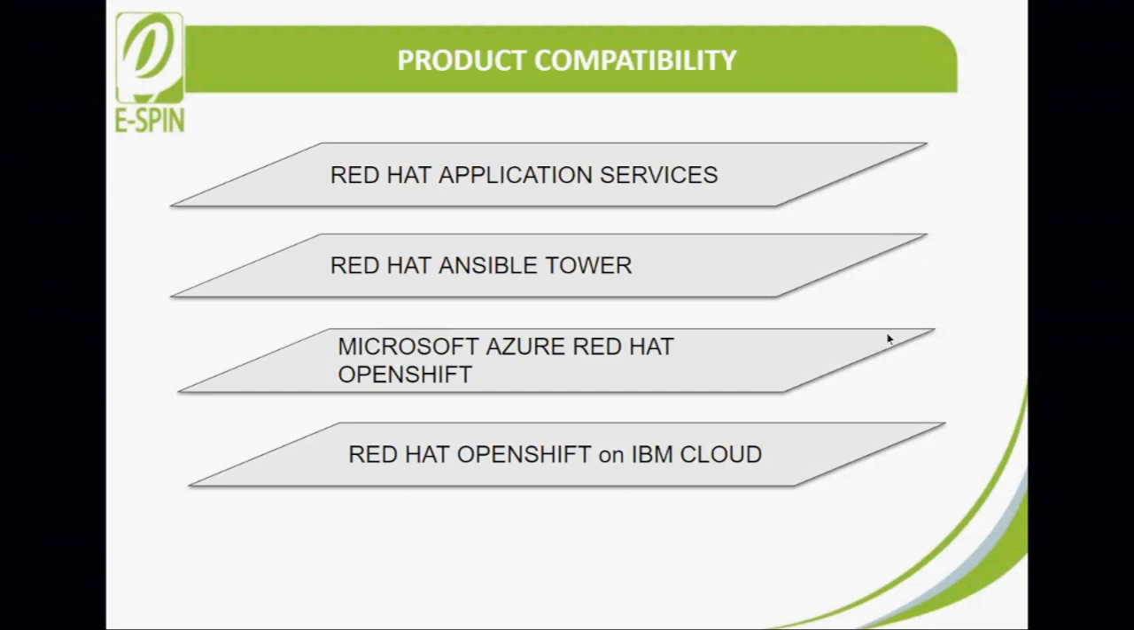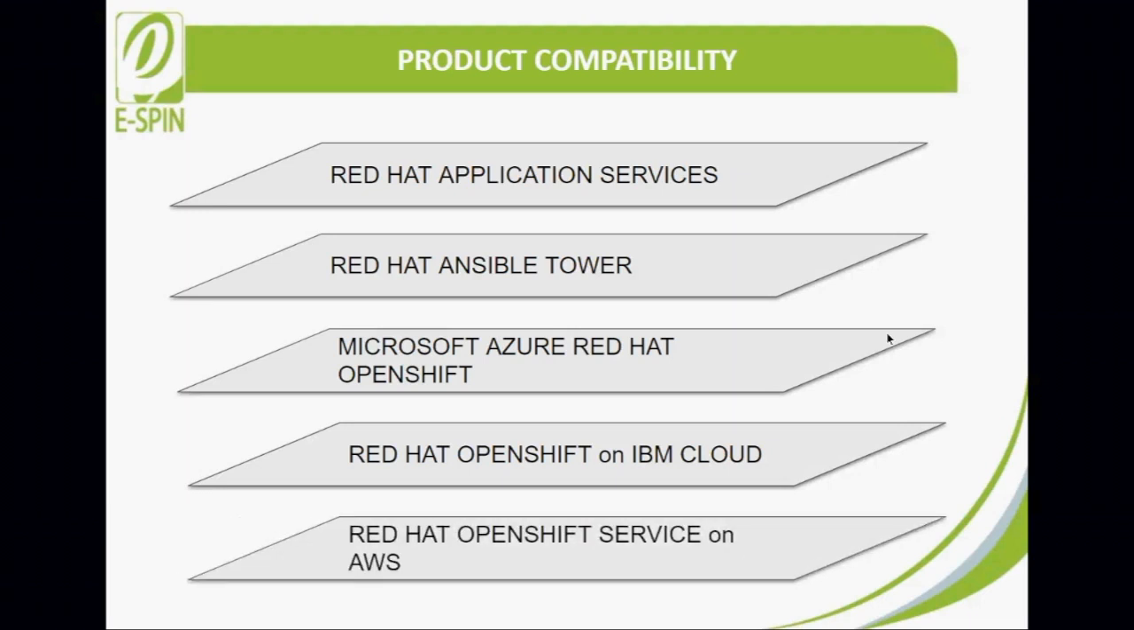The last product that is compatible with Red Hat OpenShift is Red Hat OpenShift Service on Amazon Web Service. It is a fully managed Red Hat OpenShift service running natively on Amazon Web Services, allowing your enterprise to quickly and easily build, deploy, and manage Kubernetes applications on the industry's most comprehensive Kubernetes platform in the Amazon Web Service public cloud.